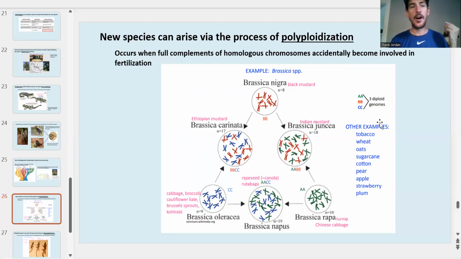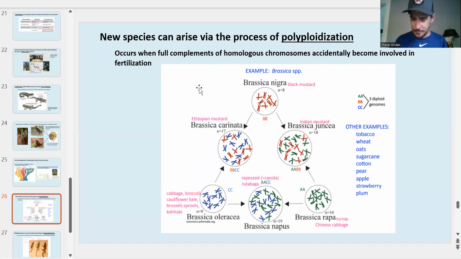And this has happened a lot in plants, and particularly in the mustard family, also known as the Brassicaceae. These are all mustards, and actually many of these mustards might be familiar to you. You have probably eaten some of them before. But diversification within the mustard family has very much unfolded via the process of polyploidization.